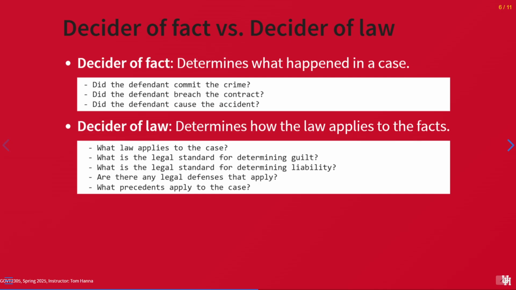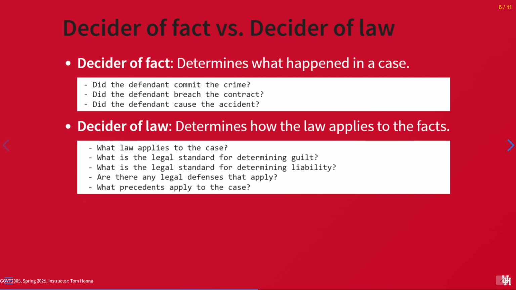Are there any legal defenses that apply that the defendant should be able to put forward in a criminal case? So judges may decide whether there are some defenses for diminished mental capacity that can be asserted by the defense in a criminal case, and the judge has to decide whether the standards have been met to allow that defense to be applied.